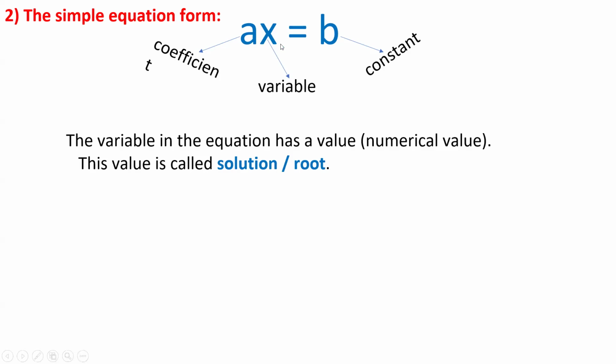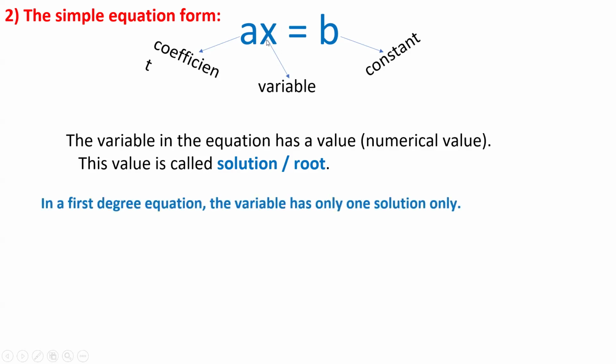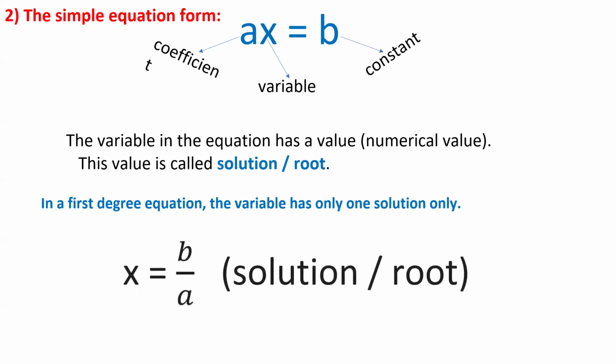The variable in the equation has a numerical value. This value for this x is called a solution or a root of the equation. In a first degree equation, the variable has only one solution or one root. It has only one numerical value.